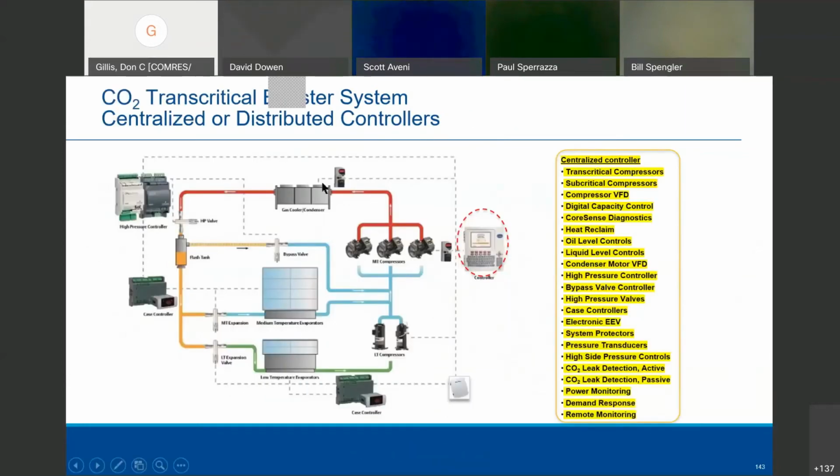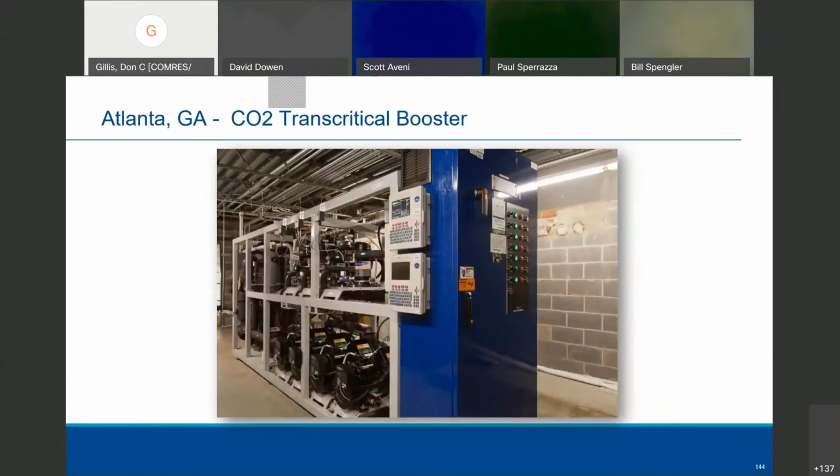Again, we're going to use all electronic centralized controller, transcritical compressors, subcritical compressors, VFDs. Everything's going to be variable. Again, we're going to have all electronic controls. Okay, very hyperactive CO2, fast moving.